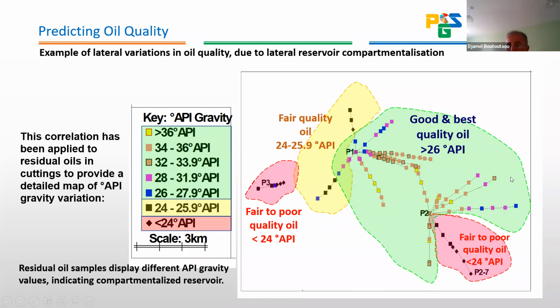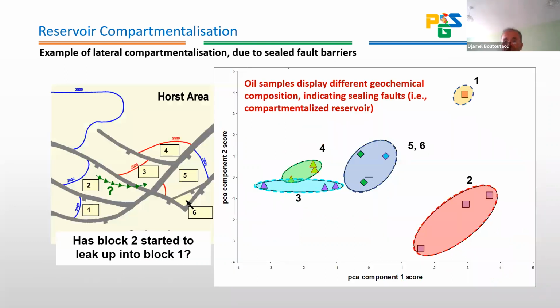So that's this strategy of working. You are using the geochemistry of existing drilled wells, taking rock samples, looking at the residual oil, and obtaining the quality of the oil from this type of samples. Then you can plan where your next development drilling should be. So those are examples of compartmentalization in reservoirs.